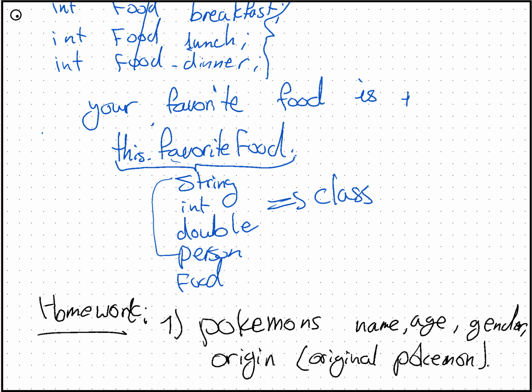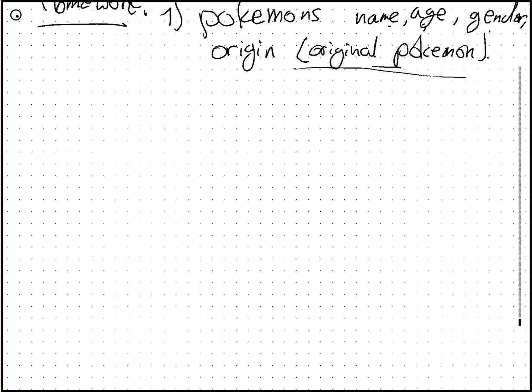Excellent. All right. I'd like you to create a Pokemon class and instantiate it with your favorite Pokemon. And you will essentially have to represent a class of original Pokemons, which for this exercise just have a name, age, and gender. Does that make sense? Okay, yes, it does. Excellent. All right, so that's the first problem.